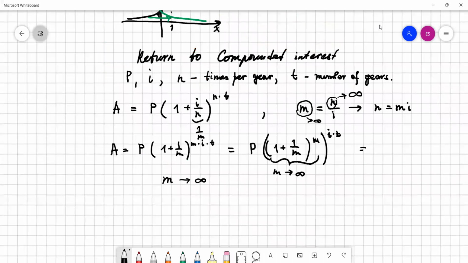So I'm going to just write it down. It's P e to the power of I t. And that's a new formula. You see that this new formula is much better than the compound interest formula. This interest is compounded continuously because we are bringing the number of times we compound our interest to infinity. So we compound it every second, every millisecond, every nanosecond. So this is called continuously compounded interest.